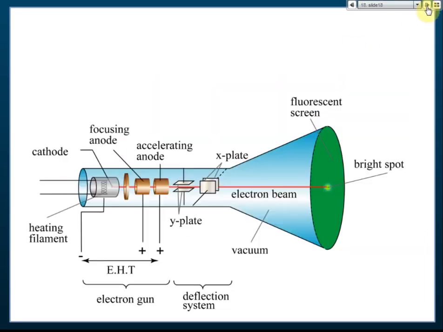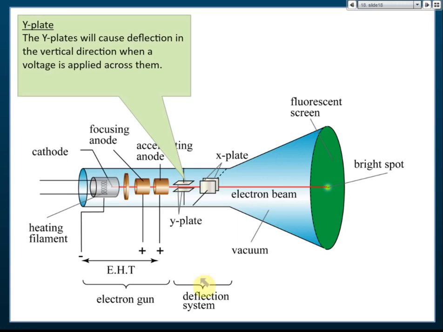After that we have these deflecting systems. We have the Y plate and the X plate. Now, the Y plate is used to move the electron beam up or down. So if this is positive and this is negative, then this electron beam will be deflected upwards, because the electron beam carries negative charge. The negative charge will move to the positive plate.